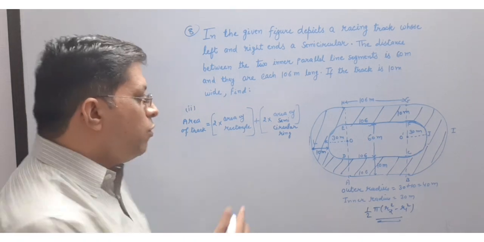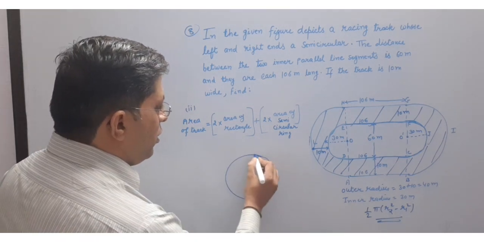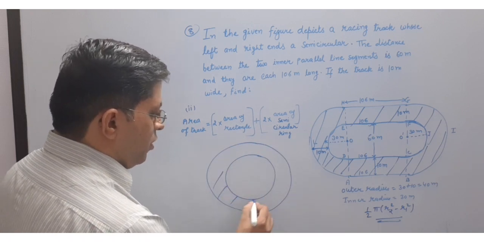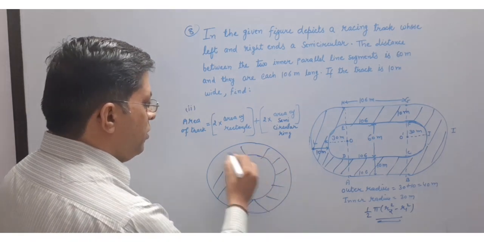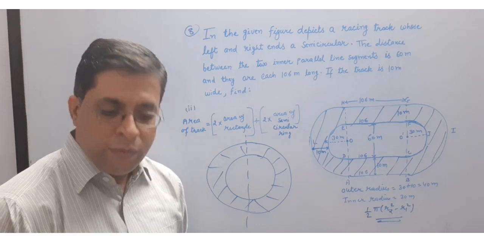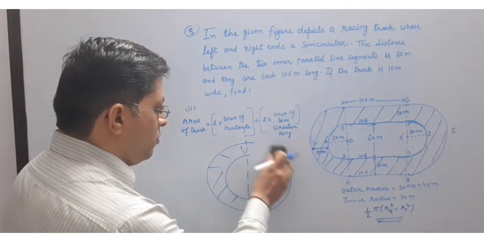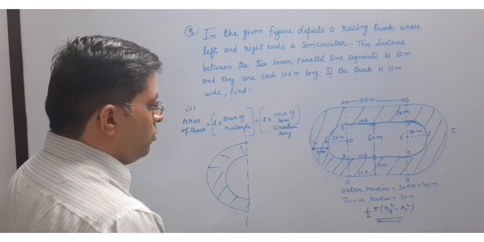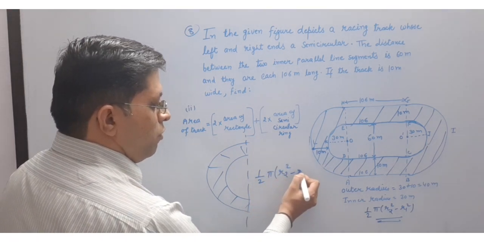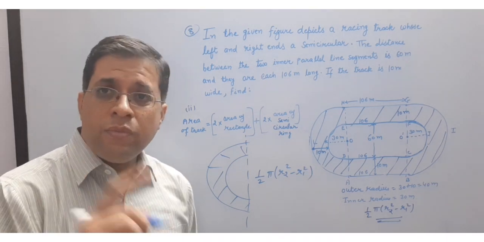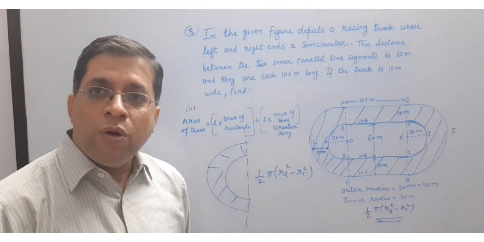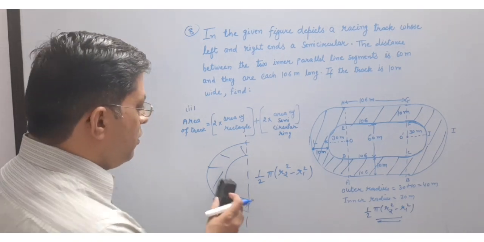Area of ring is what? See, this is your area of ring. The shaded part is the area of ring, and I want this half part only. So this will be half pi, r2 square minus r1 square. And r2 is the outer radius, r1 is the inner radius.